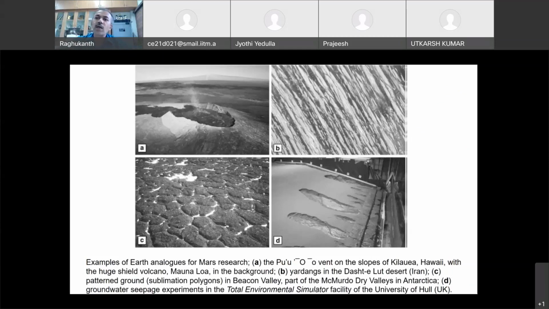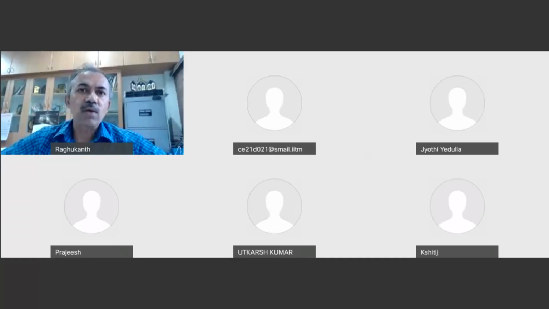So you can draw an analogy with this Hawaii volcano here, and these, they call these, I think, yardangs. Wind erosion, wind-based erosion also, because you see it on Mars also. Then these are something like the sublimation features in Beacon Valley or the dry valleys in Antarctica. Then they do experiments also, like groundwater seepage and others. They have drawn analogies, and then they compare this with the Mars photographs also. So I will show you some interesting papers also.